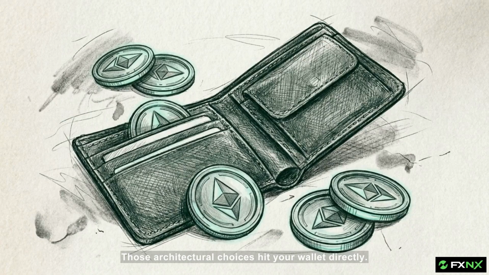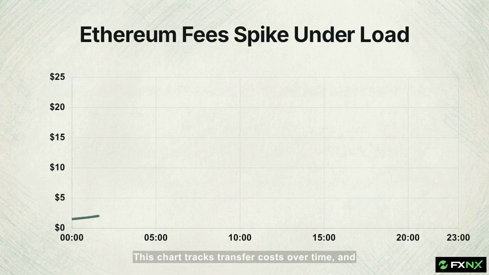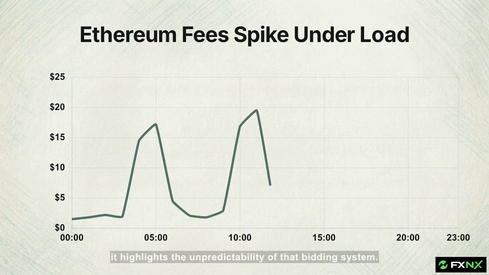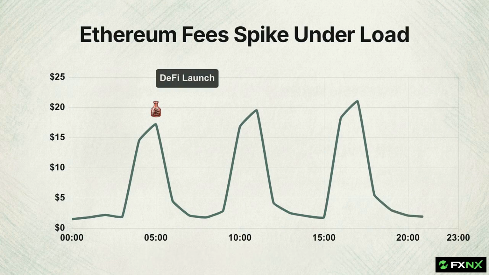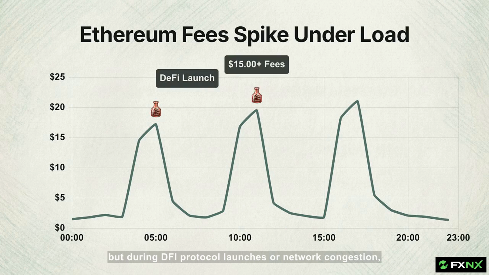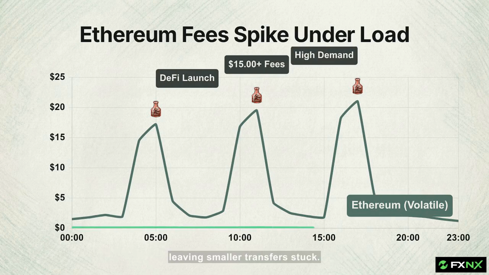Those architectural choices hit your wallet directly. On Ethereum, users must actively bid against each other for limited block space using a gas fee model. This chart tracks transfer costs over time, and it highlights the unpredictability of that bidding system. The Ethereum line might average $1 to $3, but during DeFi protocol launches or network congestion, costs spike aggressively upward, frequently pushing past $15. During these traffic jams, validators prioritize users willing to pay the highest premiums, leaving smaller transfers stuck.